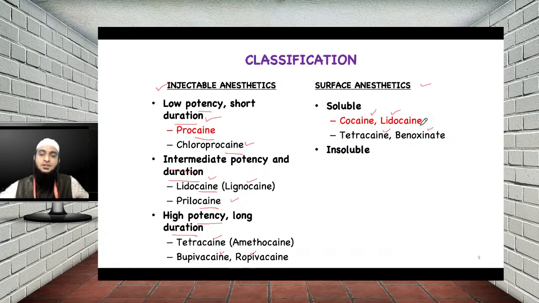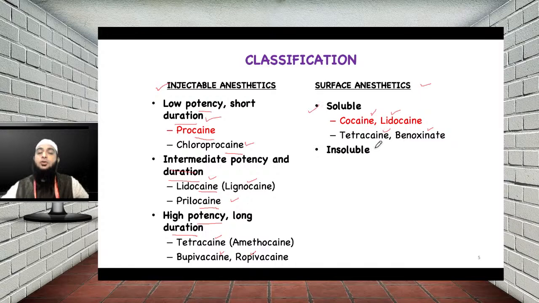Some of these drugs can also be given as injectable anesthetics. For example, we have seen lidocaine as an intermediate potency and duration drug, which is also given as an injectable dosage form. But you can use it as a surface anesthetic also, because since it is soluble, you can make an ointment, or you can use the powder form of this drug and simply apply it at the part where you want to perform the surgery. So this is the case for soluble surface anesthetics.